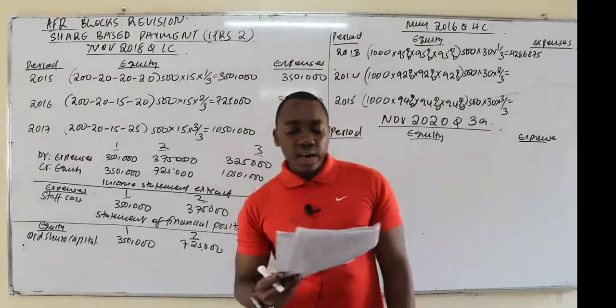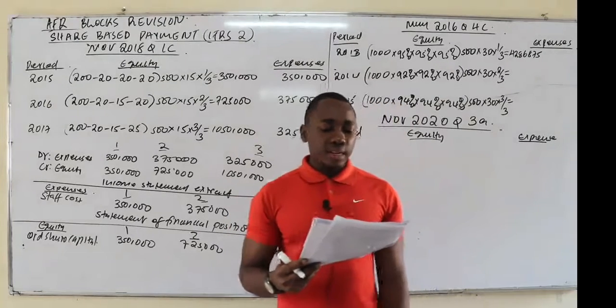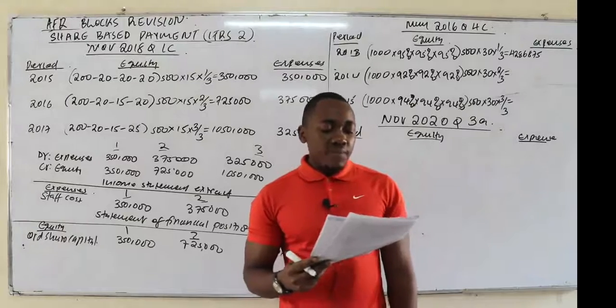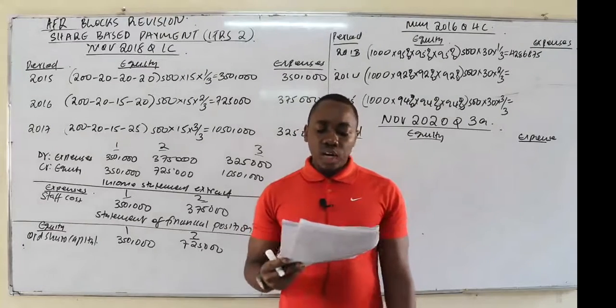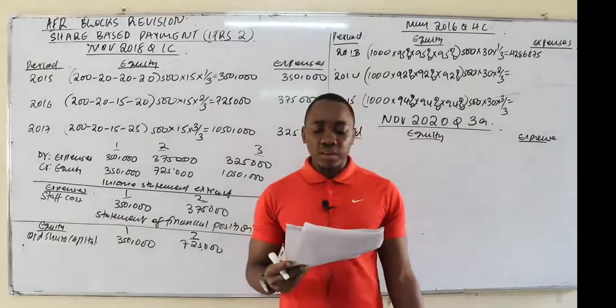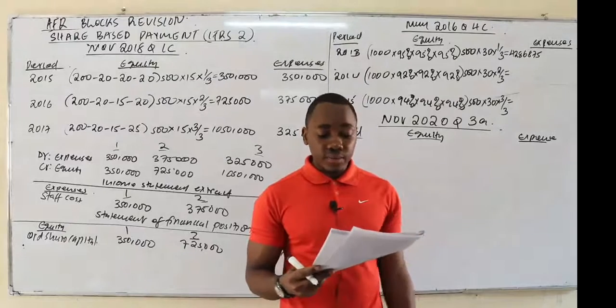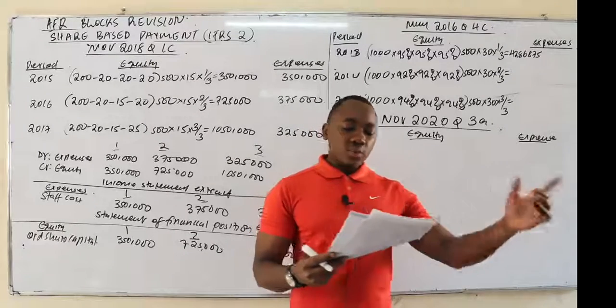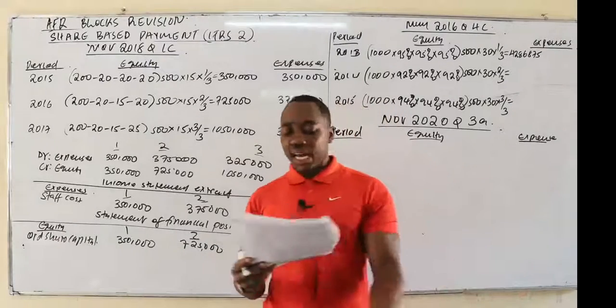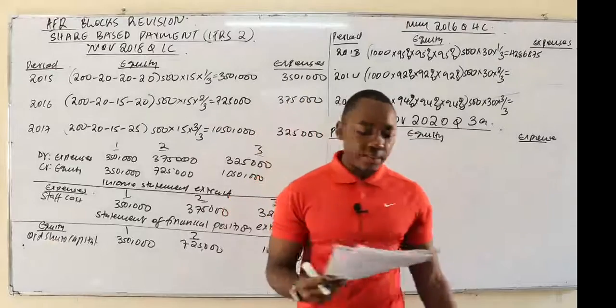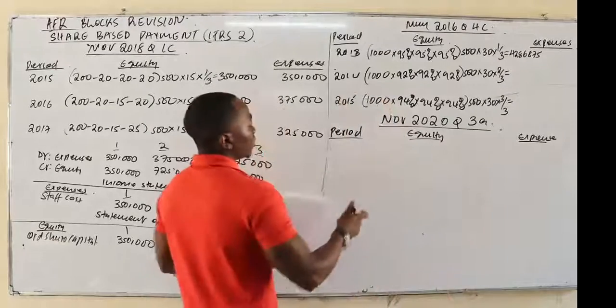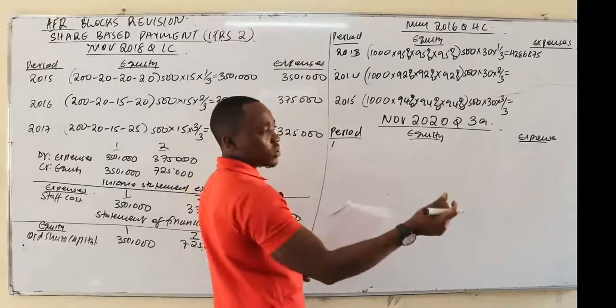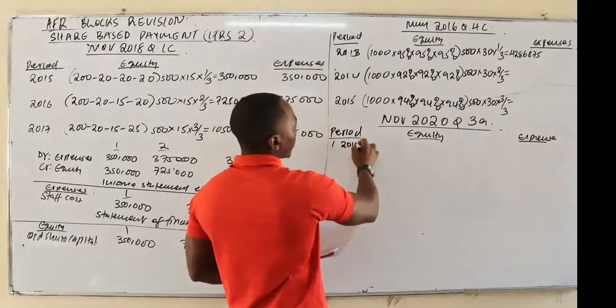The financial year end of Madini is 1st December. Required: advise the management of Madini Limited on how to account for the share option in the financial statements for the year ended 1st December 2019. It was issued on 1st January 2019. So how do we recognize that as at the end of the first year, 1st December 2019? So you just take period 1. That's what they want. That is 2019.